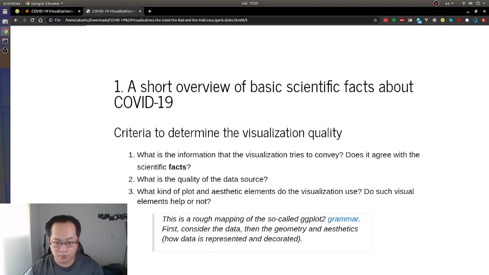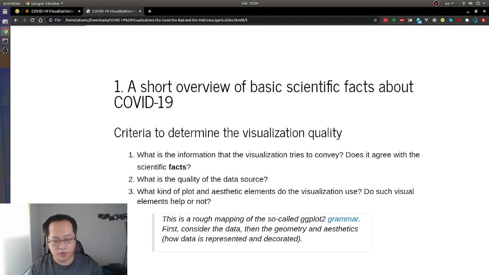This is also important. We want to investigate the quality of the data source. As the old saying goes, garbage in, garbage out. Then we want to know what kind of plot and aesthetic elements the visualization uses. Do such visualization elements help or not? So this is essentially a rough mapping of the so-called ggplot2 grammar.